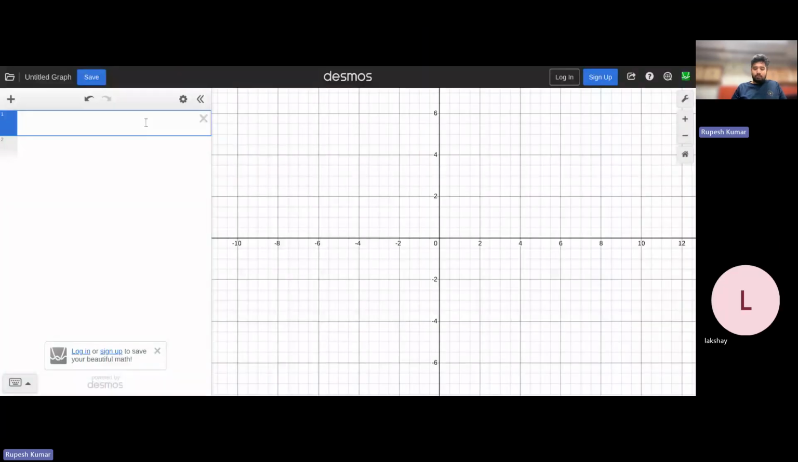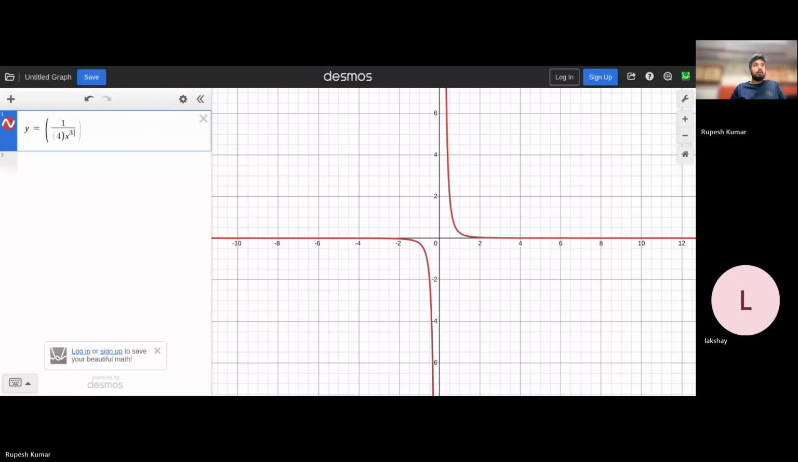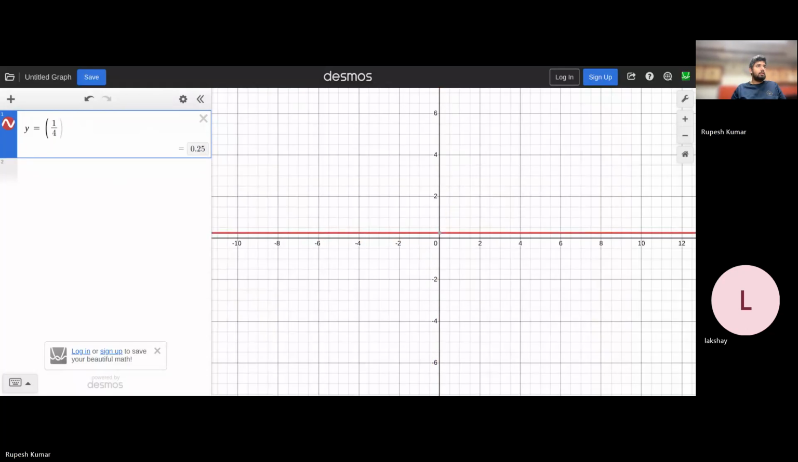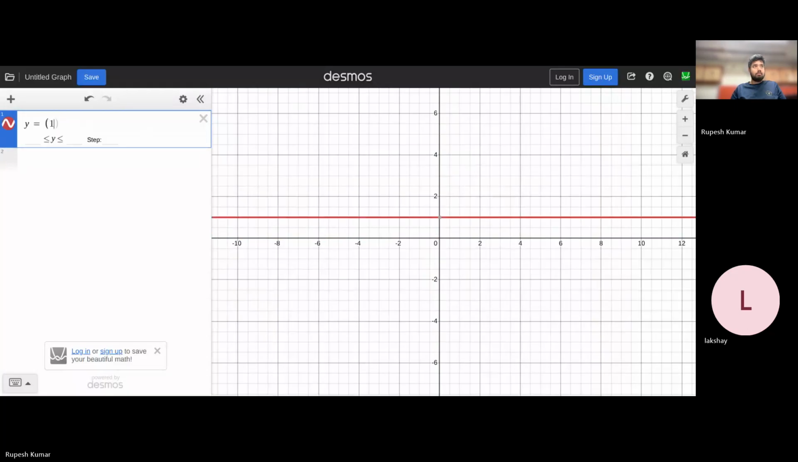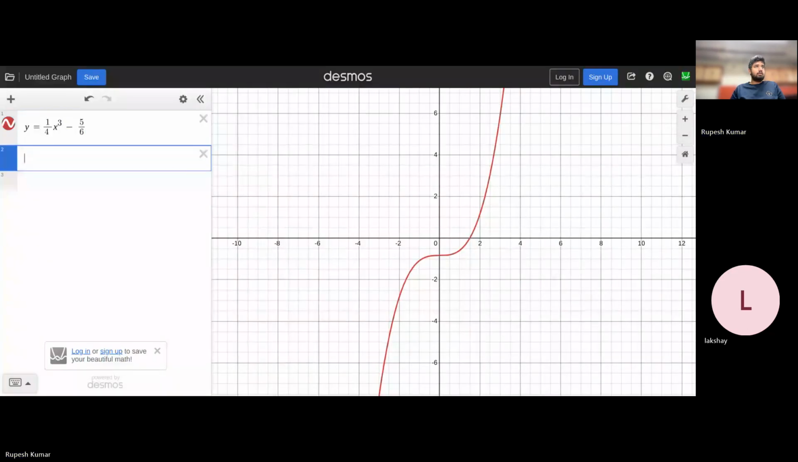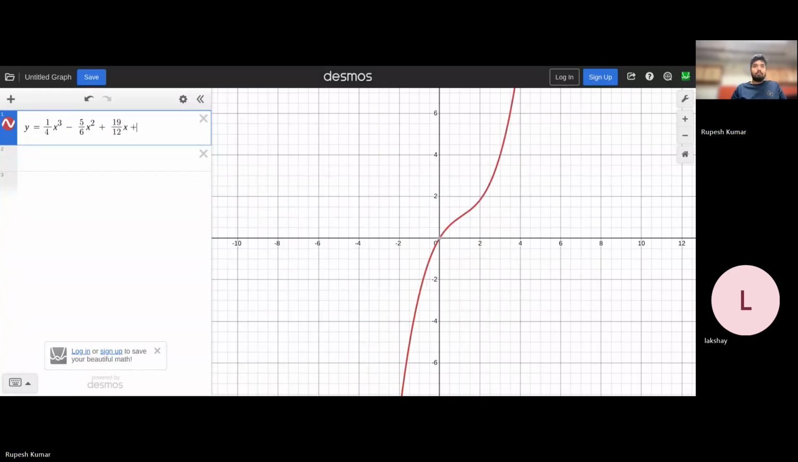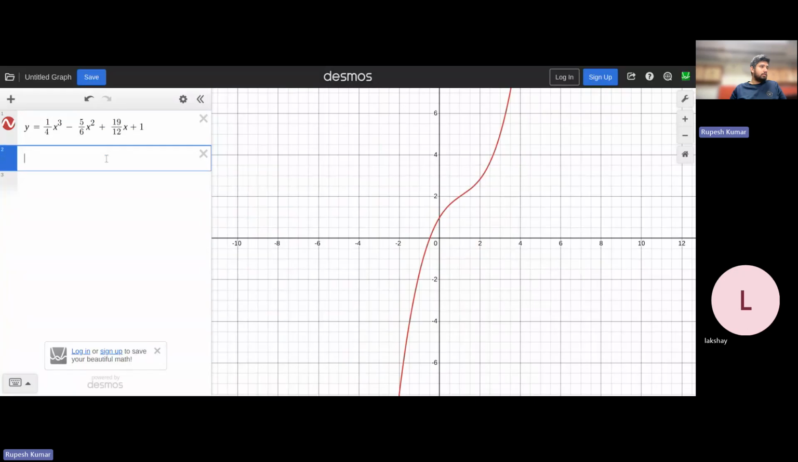So we can plot our polynomial as y equals 1 by 4 x cube minus 5 by 6 x square plus 19 by 12 x plus 1, right? So this was the result that we obtained.